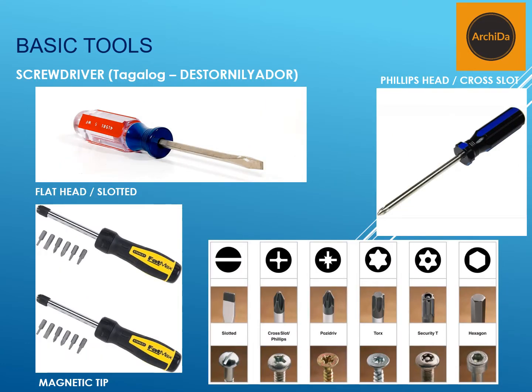We come to the next tool, which is the most common tool usually found in construction sites and in most houses. It is the screwdriver, or in Tagalog, it's called the destornillador. The two most common variations are the flathead or the slotted and the Phillips head, which is the cross slot. As you can see in the picture on the bottom right, you will see the various heads used in the different types of screwdrivers.